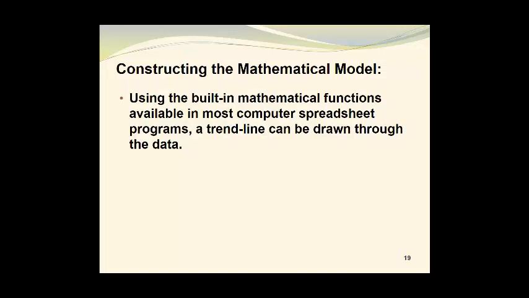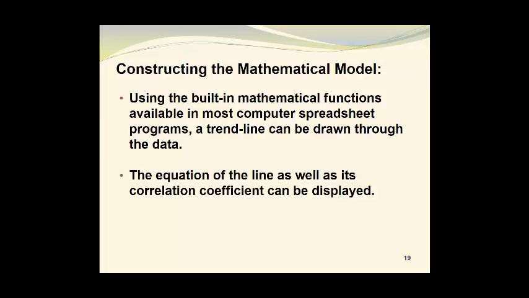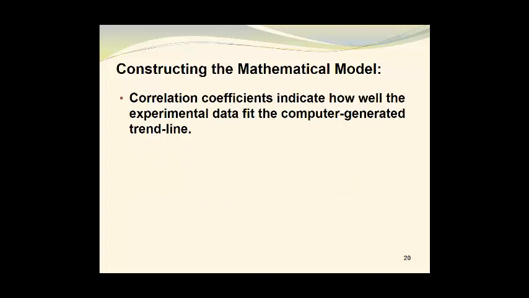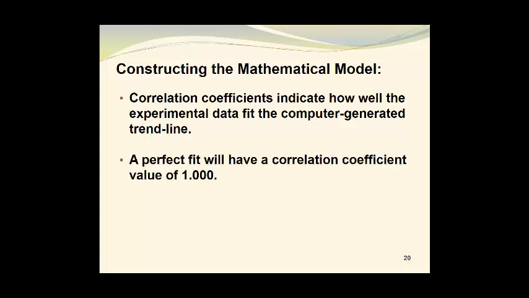Using the built-in mathematical functions available in most computer spreadsheet programs, a trend line can be drawn through the data. The equation of the line, as well as its correlation coefficient, can be displayed. Correlation coefficients indicate how well the experimental data fit the computer-generated trend line. A perfect fit will have a correlation coefficient value of 1.000. The correlation coefficient is often designated as R squared.